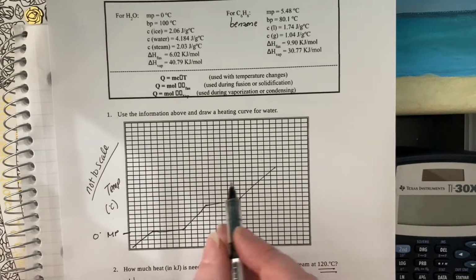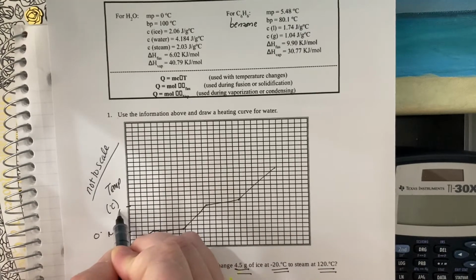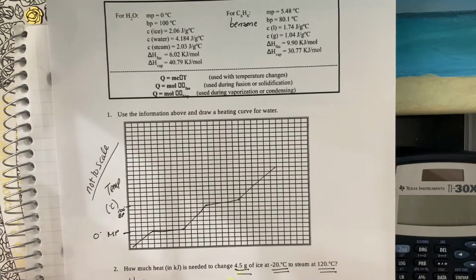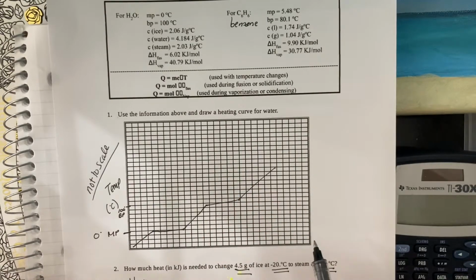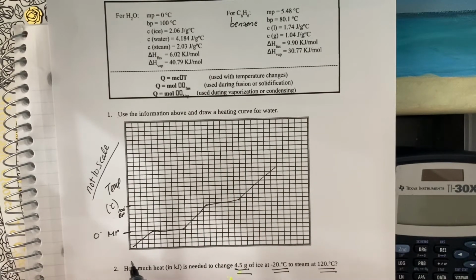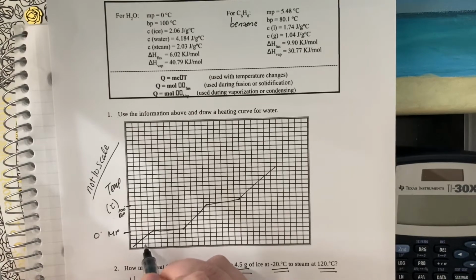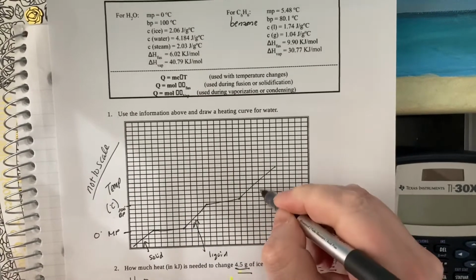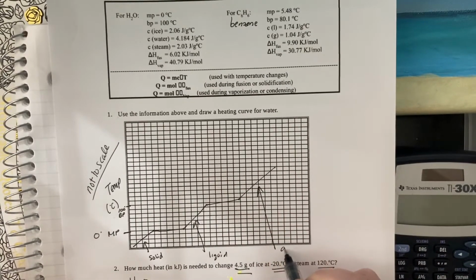And then our next flat line is at 100 degrees C, and that is our boiling point for water at standard pressure of 1 atmosphere. Our first line down here is our solid line. Our next one is our liquid. Our last diagonal line is our gas.